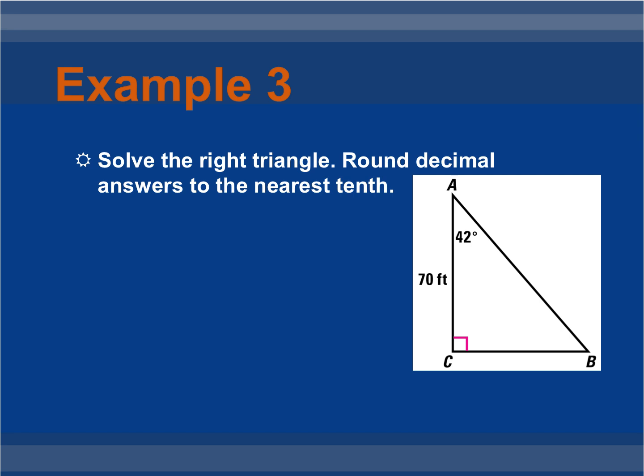With that being said, look at example number 3. It says solve the right triangle. Round your decimal answers to the nearest tenth. I need you guys to be aware of these questions. Please pay attention, because if you're solving this incorrectly, even if you're a tenth off, your answer is going to be wrong. Only use the given information.